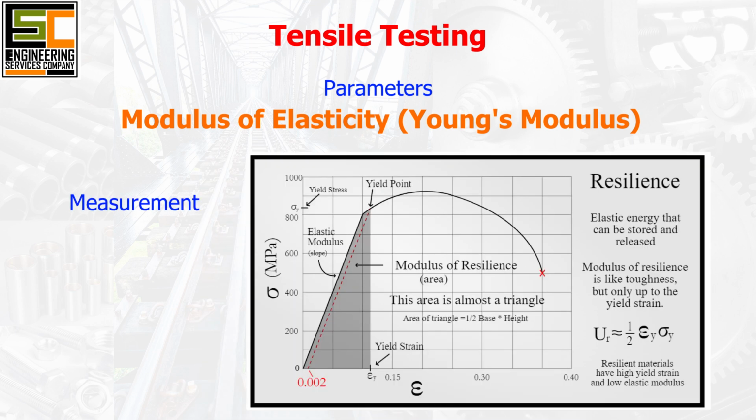Measurement. Young's modulus is determined through tensile testing, where a standardized test specimen is subjected to increasing tensile forces until deformation occurs. The stress-strain curve exhibits a linear relationship between stress and strain in the elastic region, allowing for the calculation of Young's modulus as the slope of this linear portion.